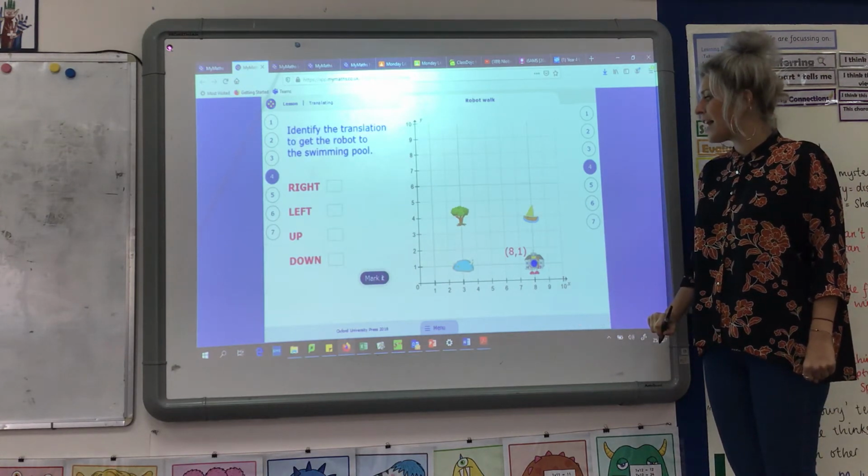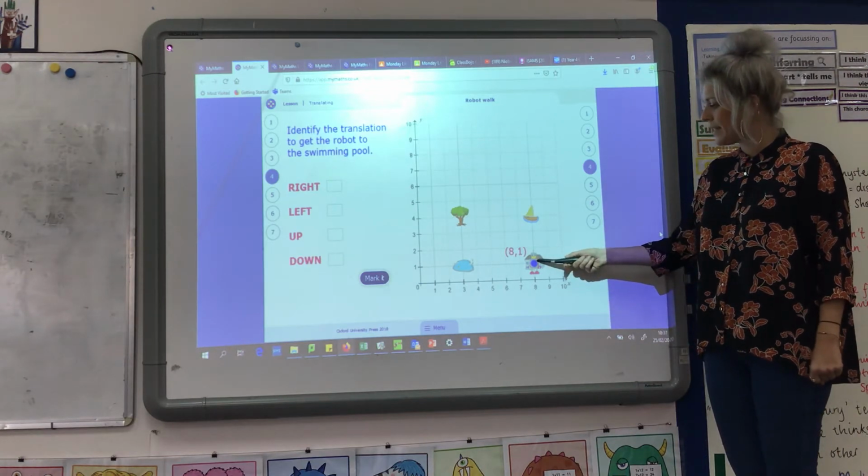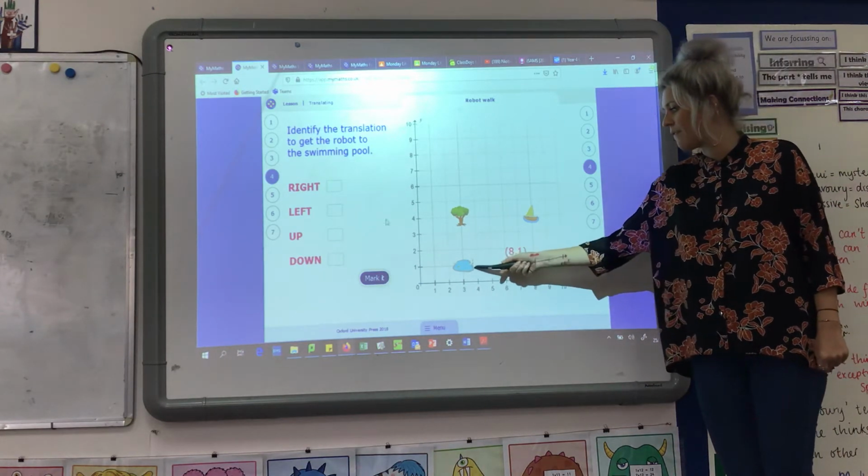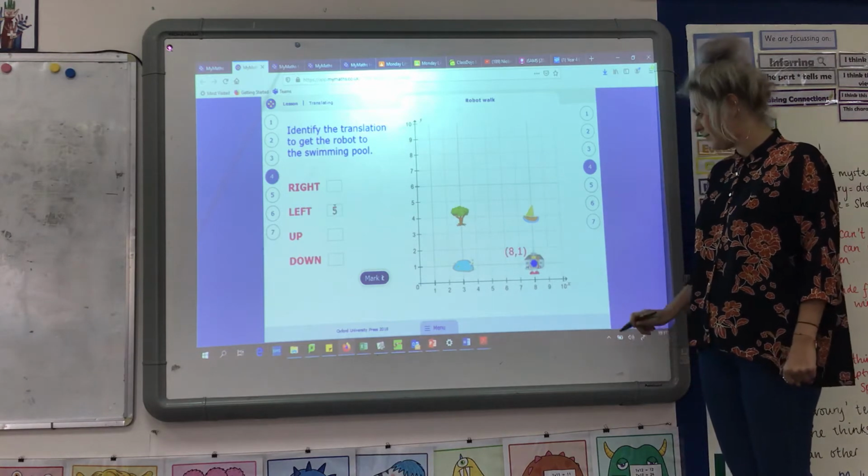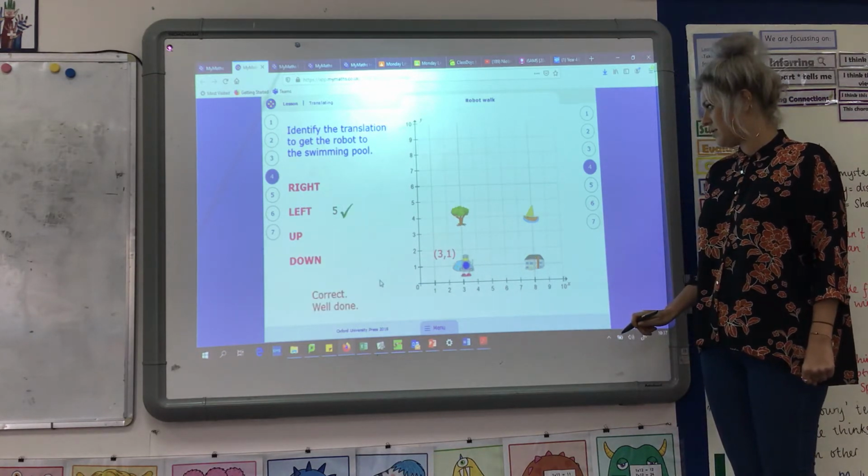And finally, let's move the robot to the swimming pool. I think we need to go left. 1, 2, 3, 4, 5. Lovely.